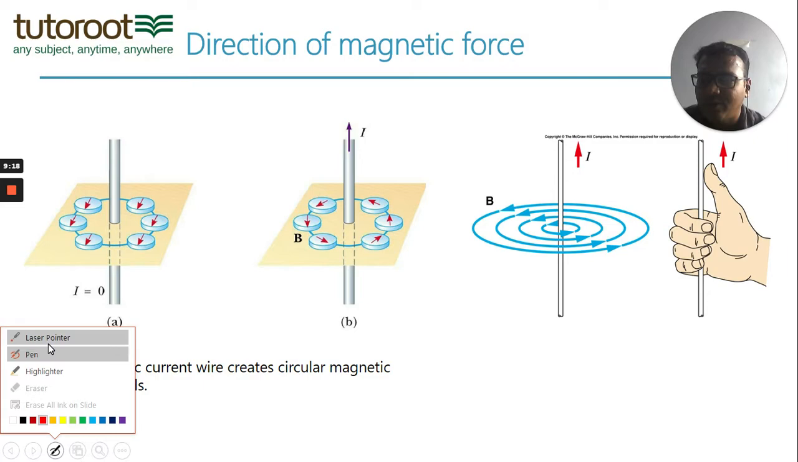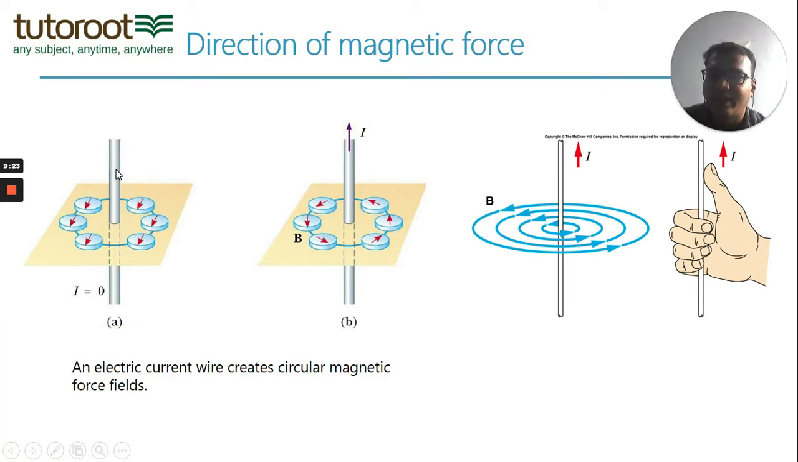I'll give you one more example. Here you can see current passing through a straight wire in the upward direction.